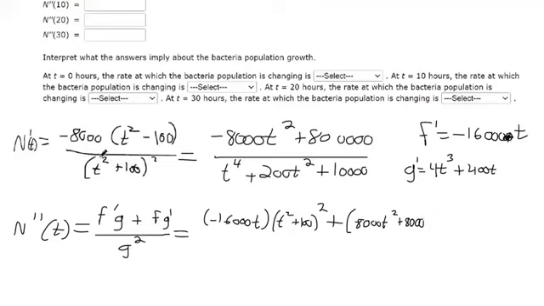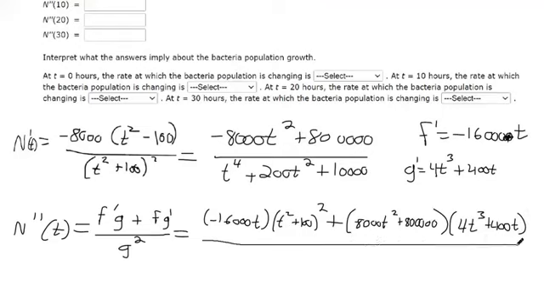Is it really that many zeros? 1, 2, 3, 4, 5. Yeah, 1, 2, 3, 4, 5. There's our f times g. That's all over g squared.